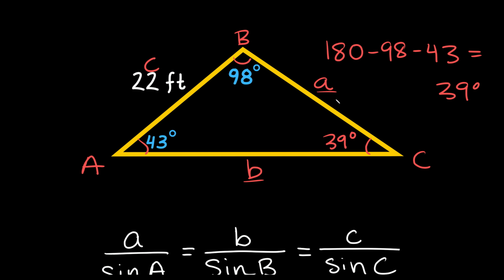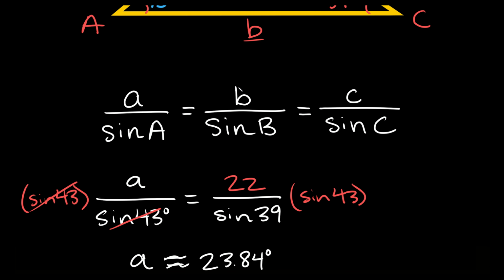All right, so let's label that guy up here. So this is, again, about 23.84, sorry, not degrees, feet. We measure lengths in feet. Stinky, stinky feet. All right, so now let's lastly find the side length of B over here. So this one corresponds to 98 degrees. What a good band. All right, so let's go back over here.